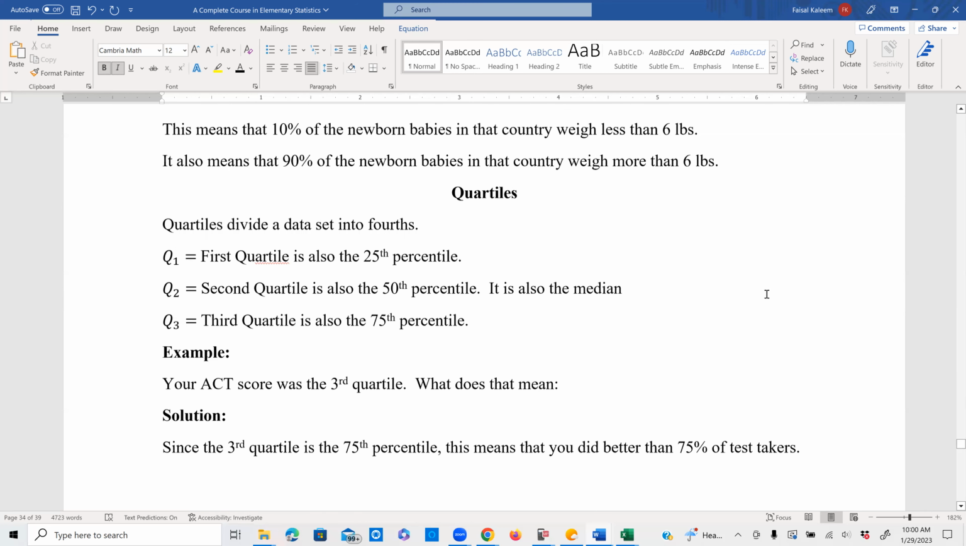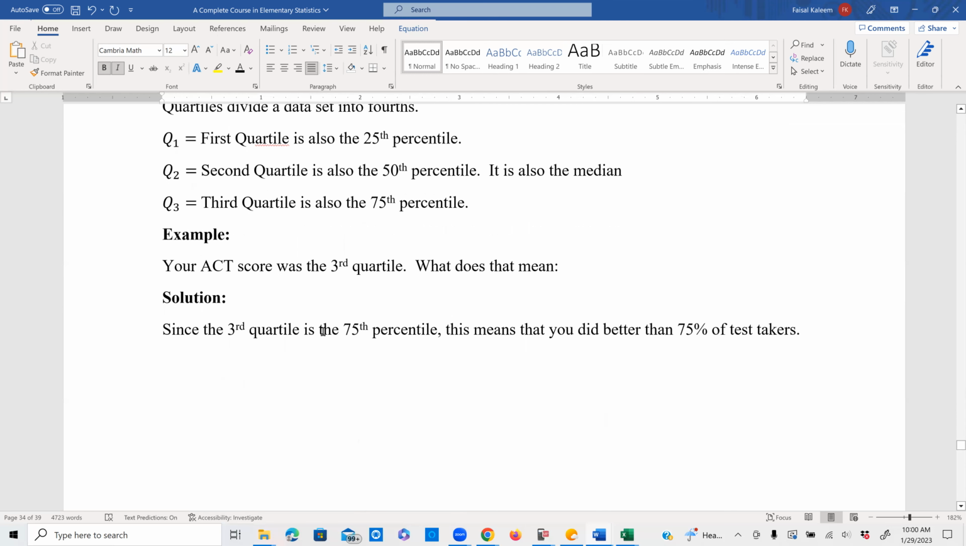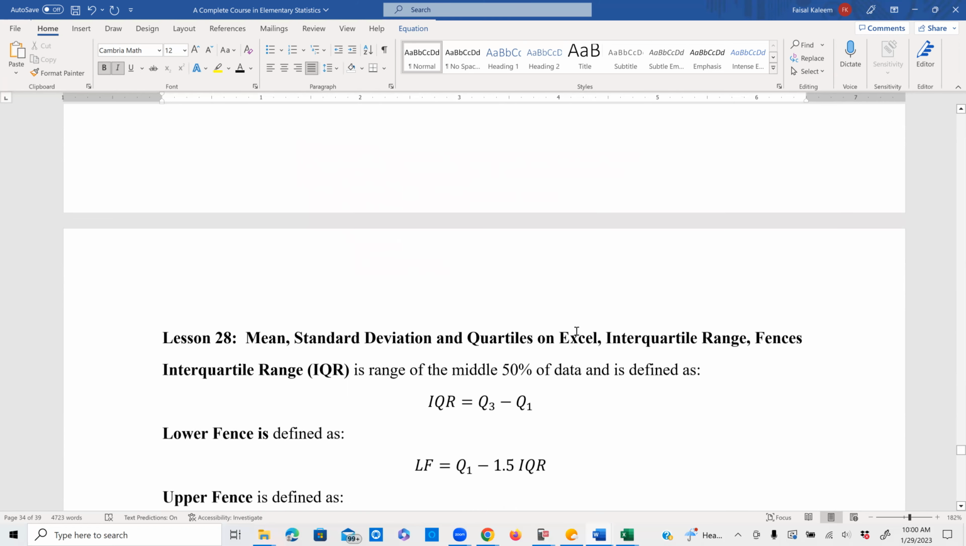Quartiles divide data into fours. Q1 is the 25th percentile, Q2 is the 50th percentile or the median, Q3 is the 75th percentile. For example, if your ACT score was in the third quartile, the third quartile is the 75th percentile, so it means 75% of people were below you, or you did better than 75% of the test takers.